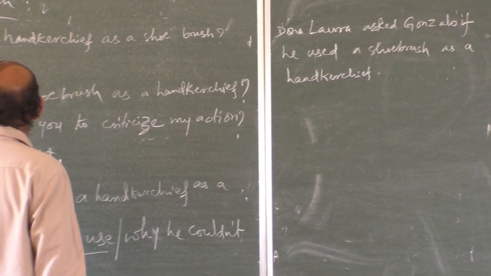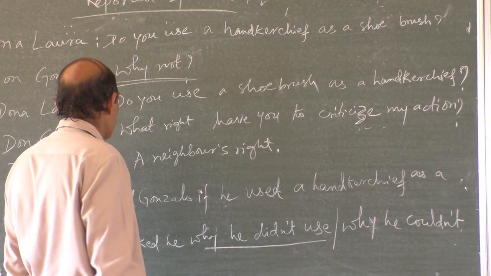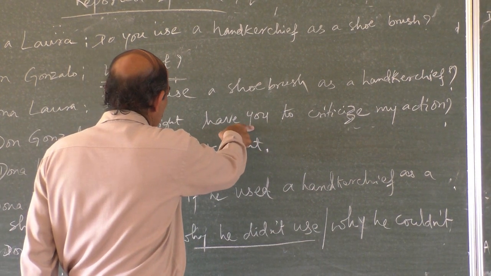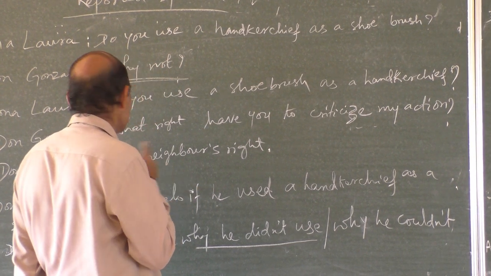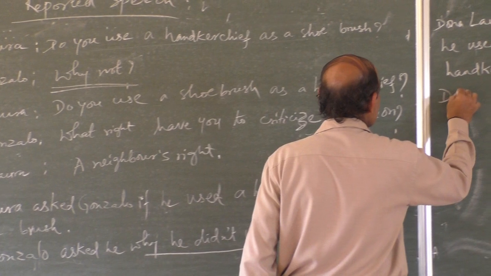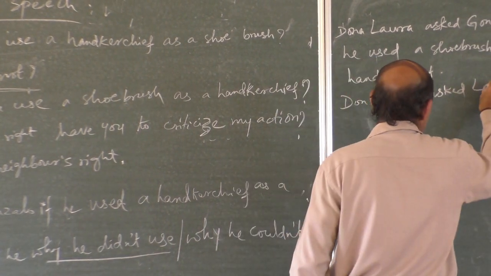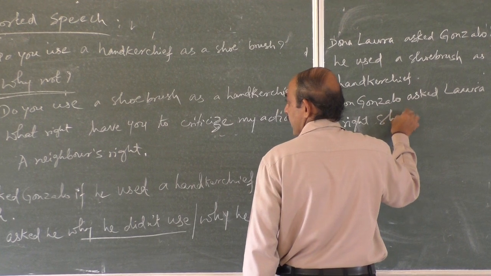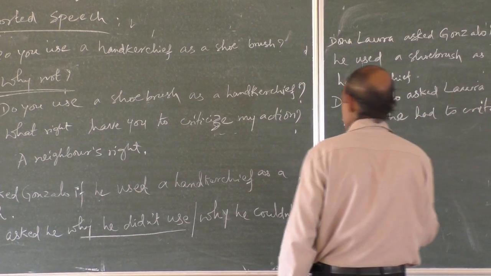Now next. Gonzalo asked, what right have you to criticize my action? Gonzalo asked Laura. Now, beginning with the WH word and then helping verb is available. Object is available. Helping verb functions as main verb. To criticize is an infinitive construction. So, after understanding this much, let us begin with Gonzalo asked Don Gonzalo asked Laura what right she had to criticize his action.